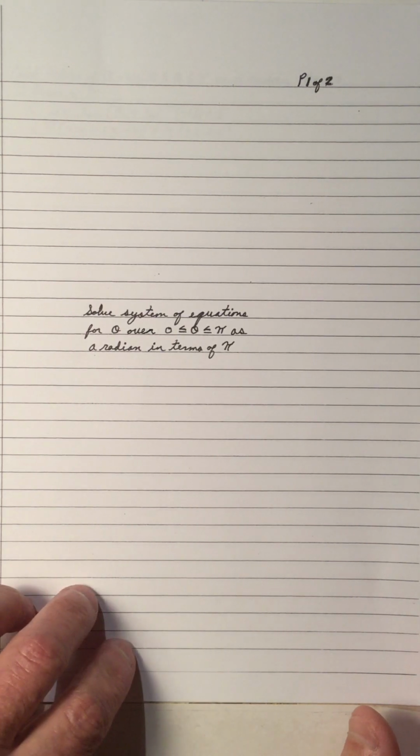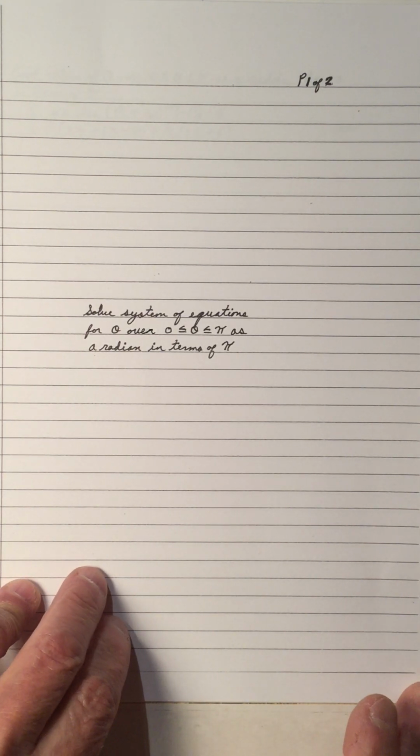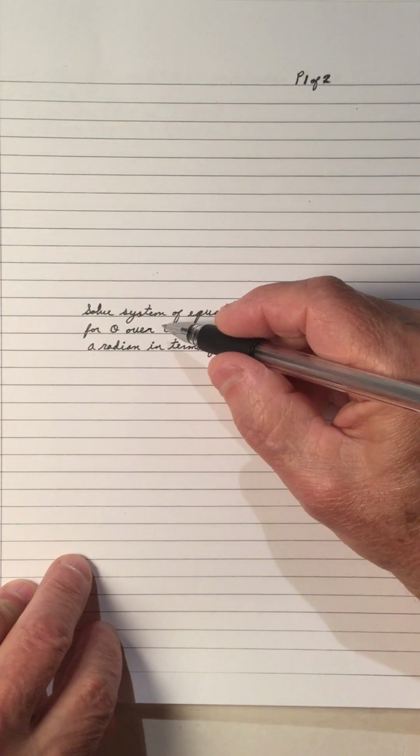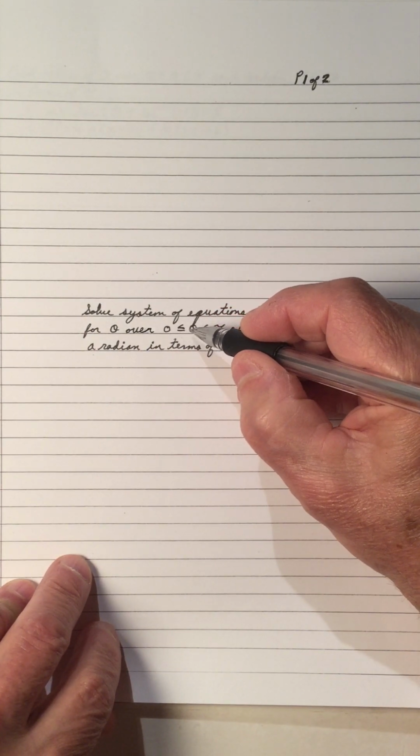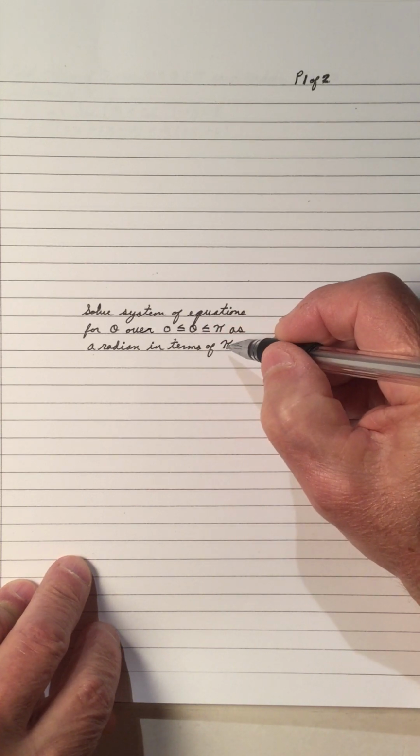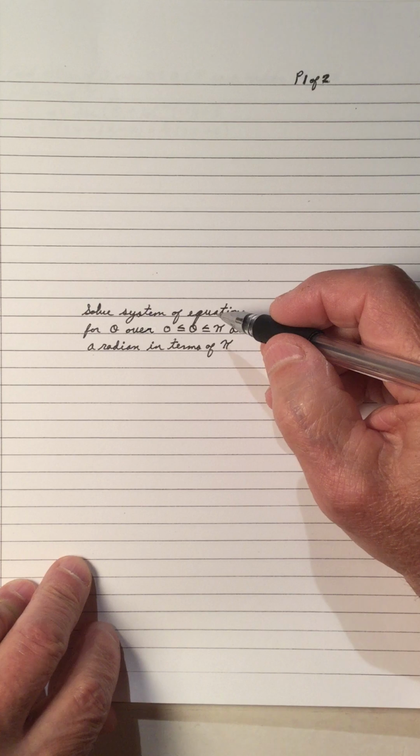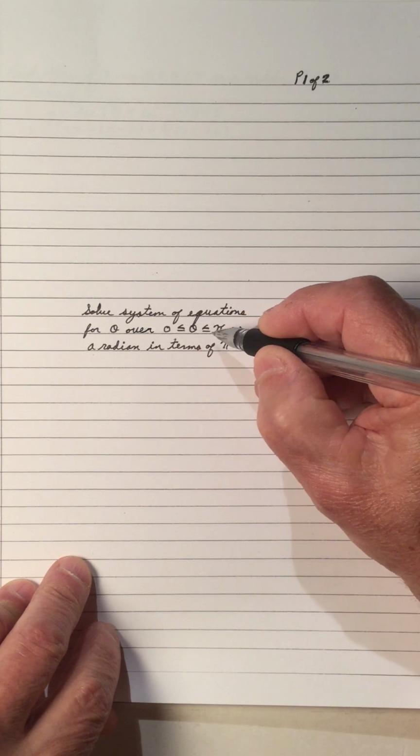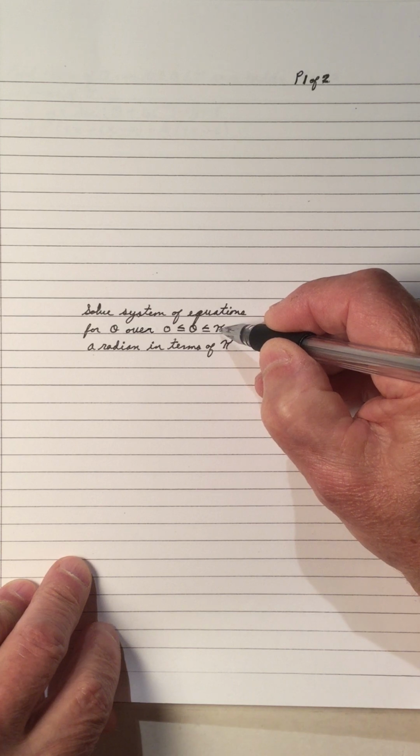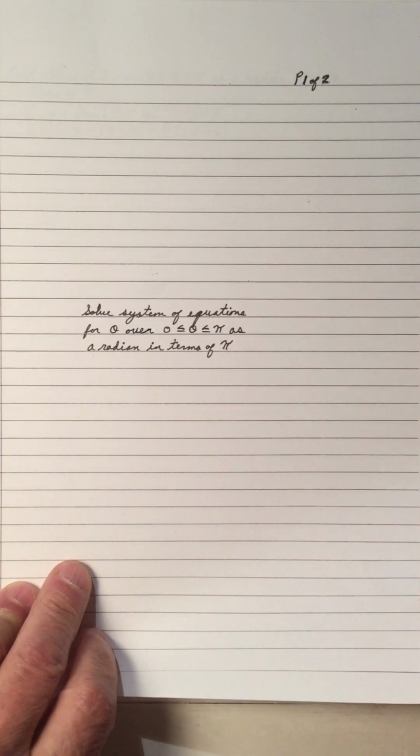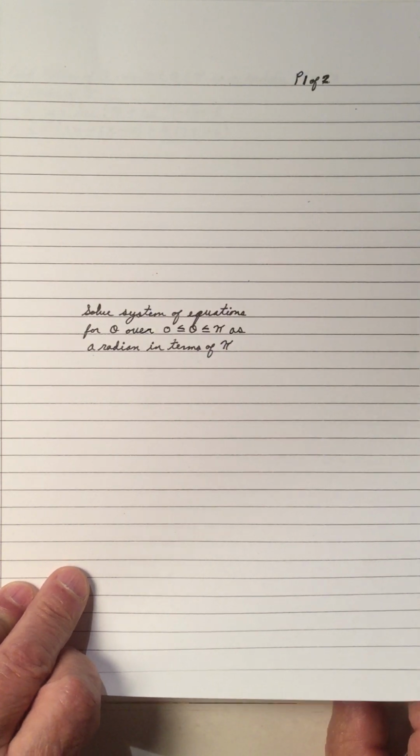Hi, welcome to my video on solving a system of equations for theta over 0 less than or equal to theta less than or equal to pi as a radian in terms of pi. So notice we have theta equal to 0 and equal to pi, which is 180. So we have theta equal to both 0 and pi.